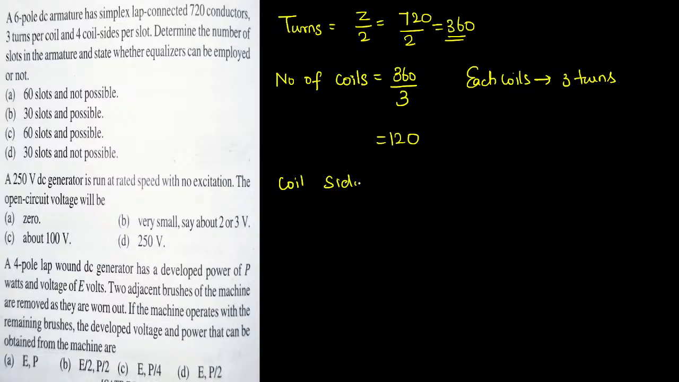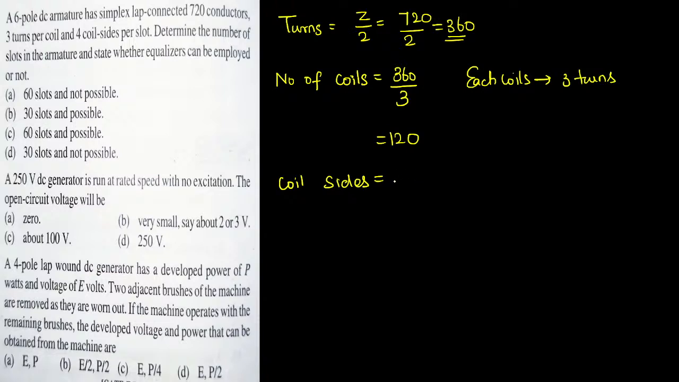Then how will you calculate the total number of coil sides? Because again, they have differentiated this one also, the total number of coil sides. What they had given, they clearly told 3 turns per coil, 4 coil sides per slot. How much they are considering? 4 coil sides per slot.